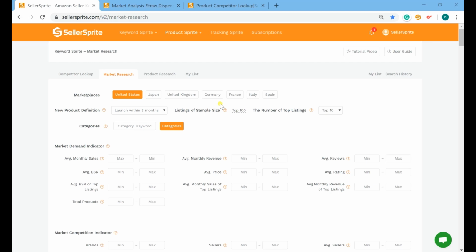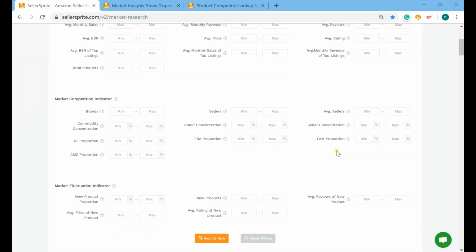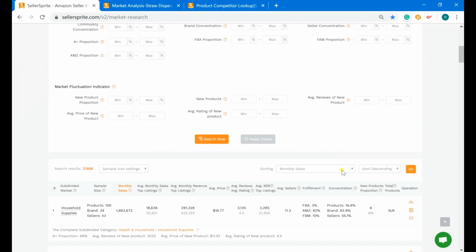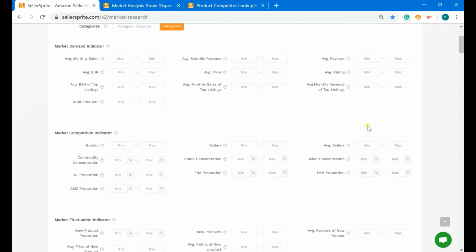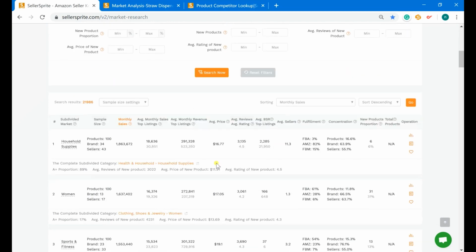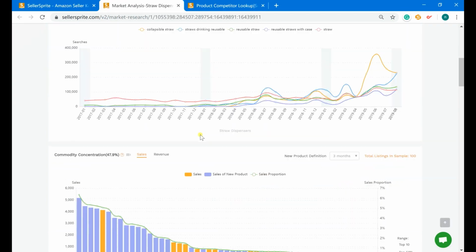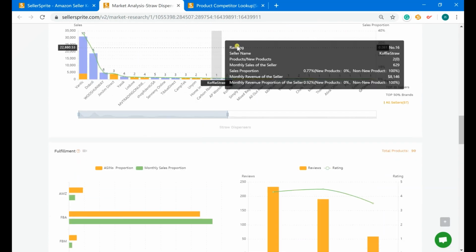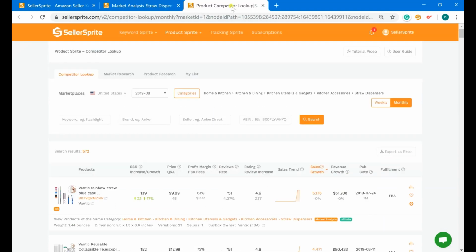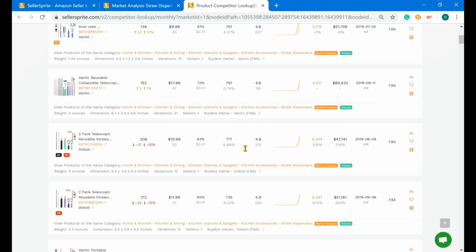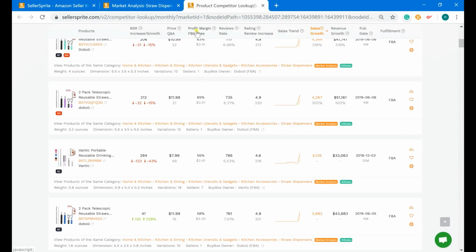The first part is how to set the criteria for market discovery and analysis. The second part is how to sort, filter the market results, and therefore select the best one. The third part is how to analyze a market. The last part is how to select an ASIN as your listing-making reference and how to calculate profits.